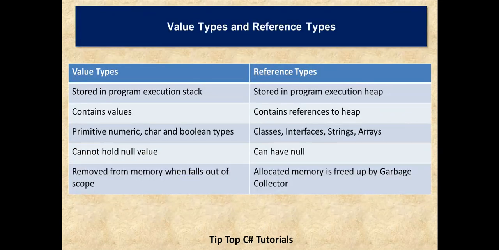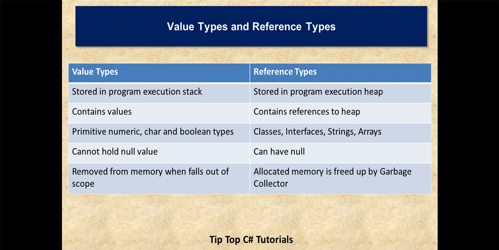So when you consider data types in the .NET Framework, especially the C# programming language, we have two major types called value types and reference types. So what are the different characteristics of value types and reference types? How do you understand this is a value type and this is a reference type? Let's go through each point one by one.